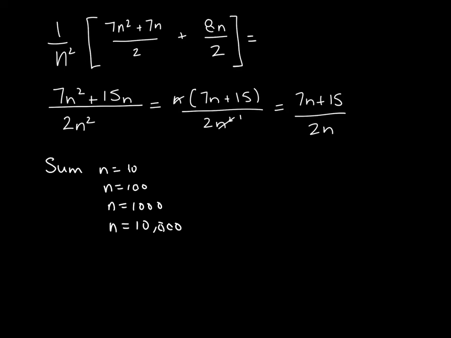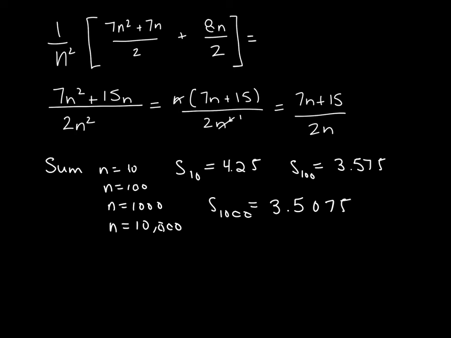What you get with that is the sum for 10 would equal 4.25. For the next one, the sum up to 100 would equal 3.575. The sum up to 1,000 is equal to 3.5075, and the sum of 10,000 is equal to 3.50075. Now what we're really doing here is we're getting ready to take this limit as n goes to infinity.